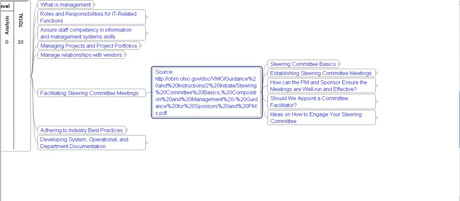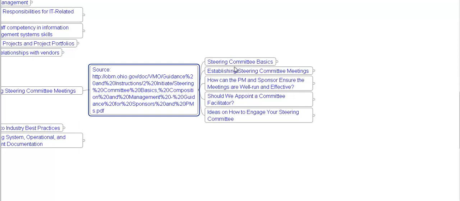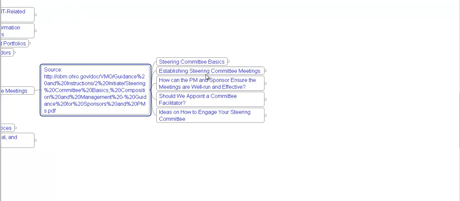Okay. Steering committee basics. Establishing steering committee meetings. How can the project manager and sponsor ensure meetings are well run and effective? Should we appoint a committee facilitator? Ideas on how to engage your steering committee. Let's explore this topic one by one. Steering committee basics.